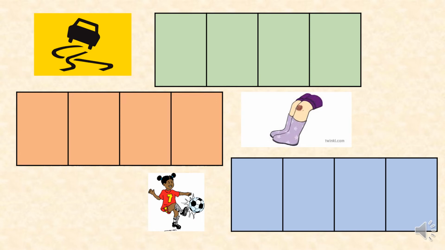Can you write these words? Skid. The car did a skid along the road. Scab. The boy had a scab on his knee. Skill. The girl is learning lots of football skills. Don't forget to say the word first and then to use red fingers to help you.